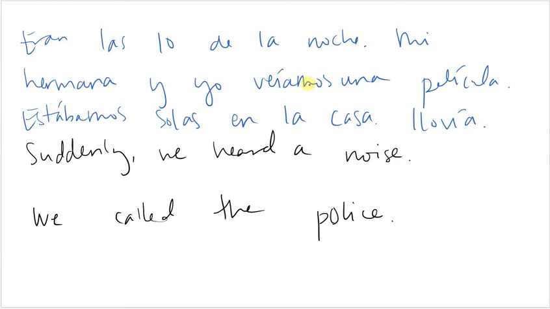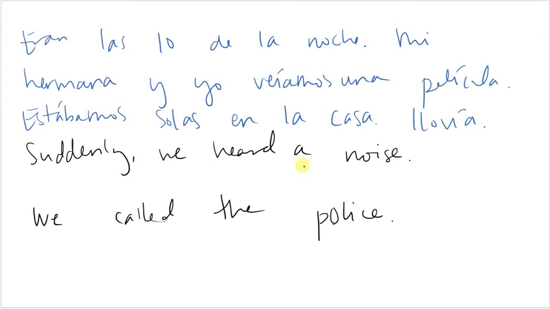So, continuing the story that I was telling last time, eran las 10 de la noche, it was 10 o'clock at night. Mi hermana y yo veíamos una película. My sister and I were watching a movie. Estábamos solas en la casa. We were alone at the house. Llovía. It was raining. This is all background information. I don't know when any of this started or when any of this stopped. I just know that it was happening. Background information, so we use the imperfect.